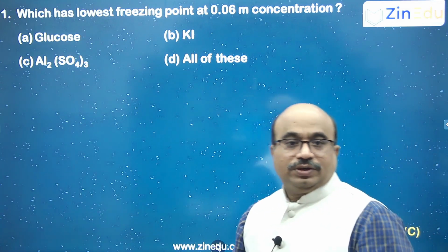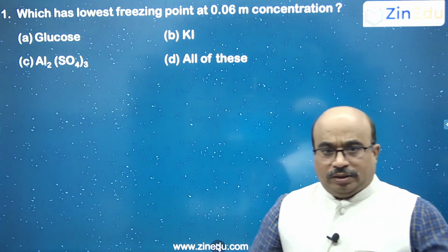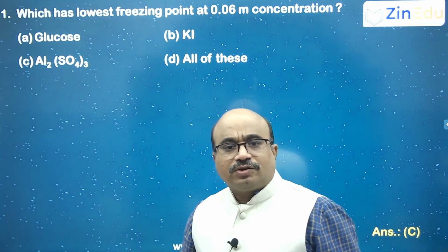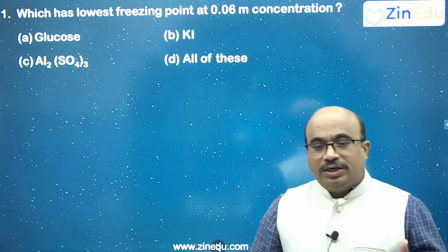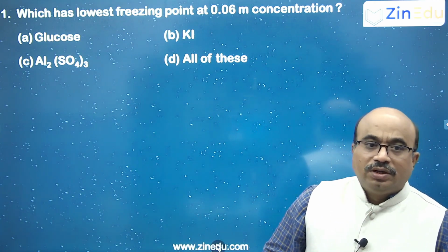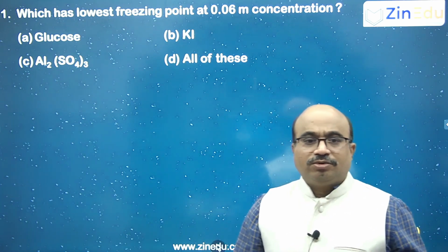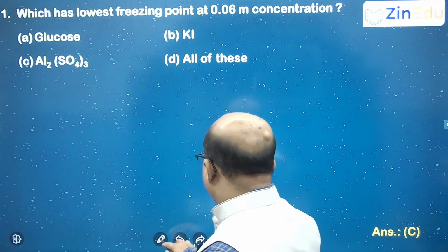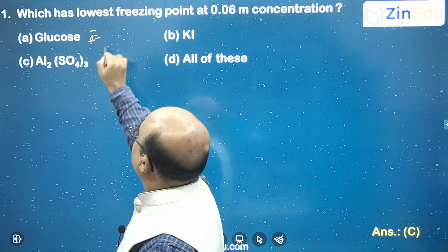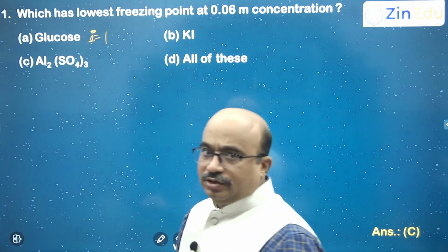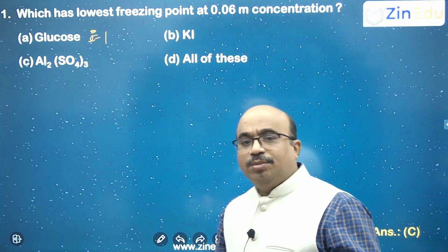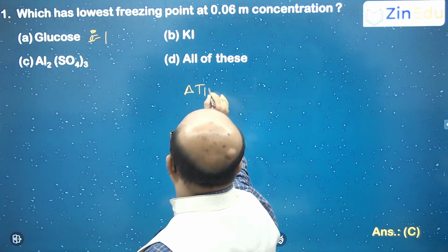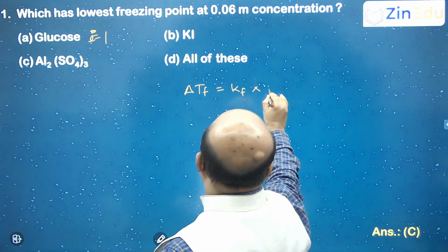Which has the lowest freezing point when 0.06 M molar concentrations are taken? Because in a dilute solution, we generally treat molarity and molality as the same. Now, glucose, KI, aluminum sulfate and all of this. Glucose does not dissociate, so its van't Hoff factor is equal to 1. For a compound which dissociates, in this case KI is there and aluminum sulfate is there. So for the delta Tf, that is Kf into molality into i.